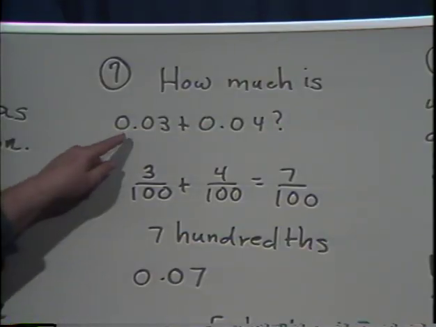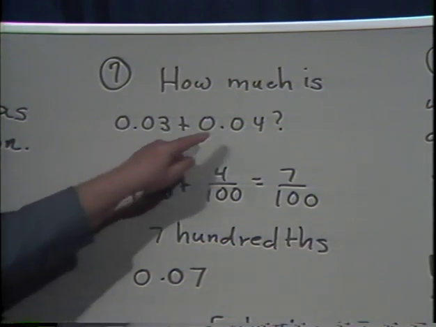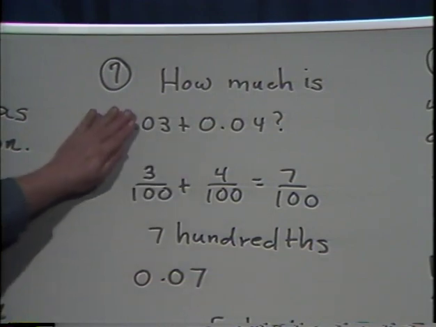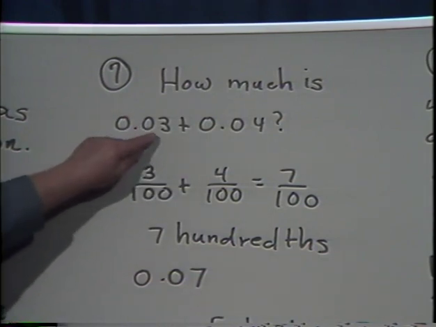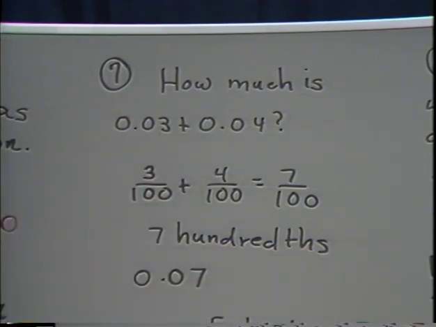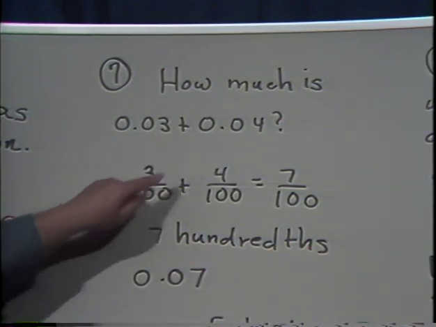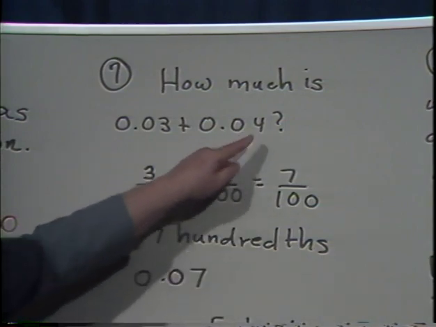Suppose I said to you, how much is 0.03 plus 0.04? Well, what does 0.03 mean? Without the decimal point, you would see a 3. Since there are 2 digits to the right of the decimal point, it's 3/100ths, isn't it? See, tenths, hundredths, 3/100ths. 0.04 is 4/100ths.